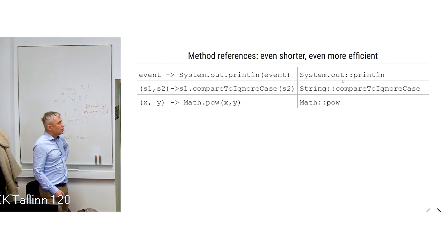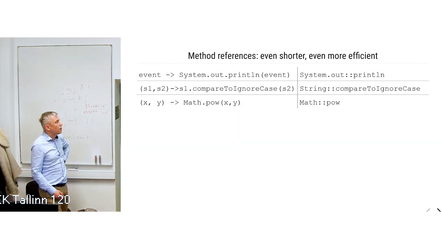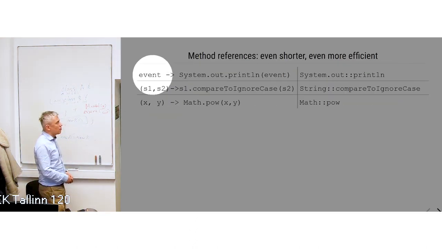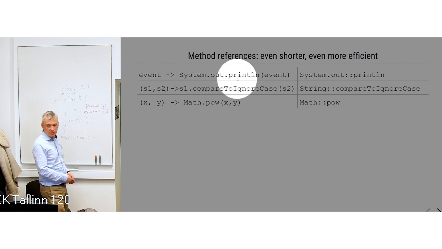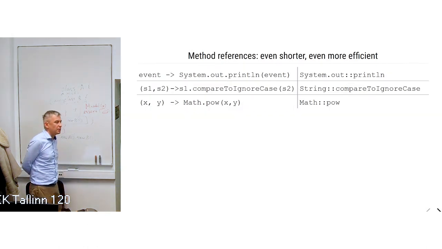And then we are using this double colon syntax, and we say, please call println. What does this mean? println accepts, for example, one string parameter, and it returns void. And to the left here we have a lambda that accepts one string parameter and returns void. So these are actually two equivalent forms of writing the same thing.